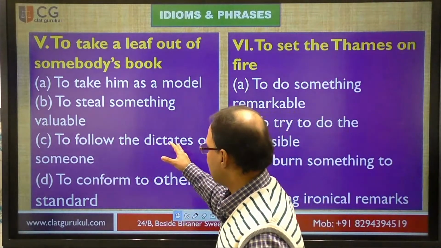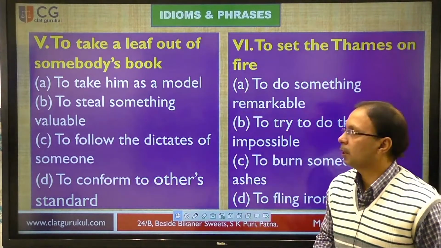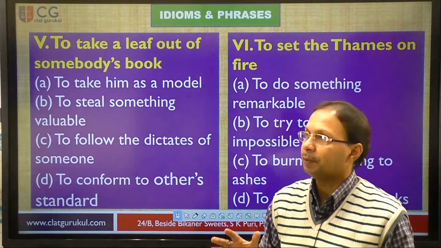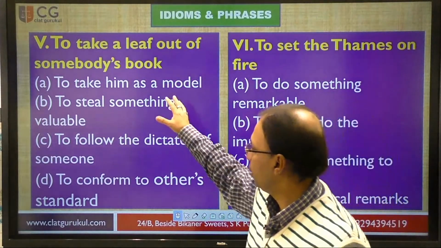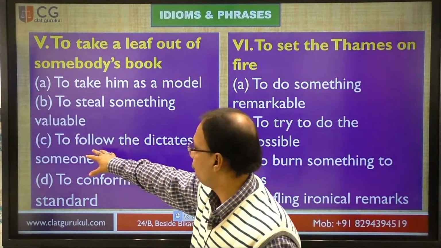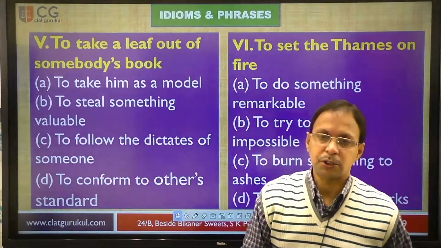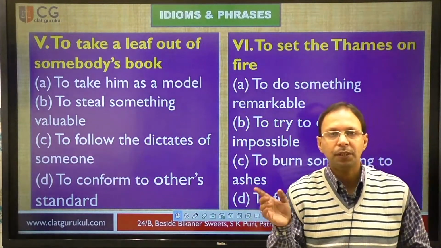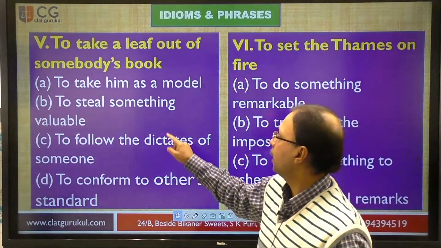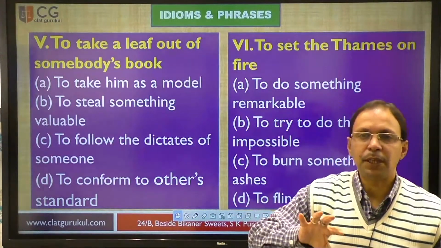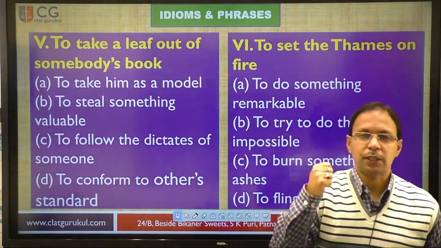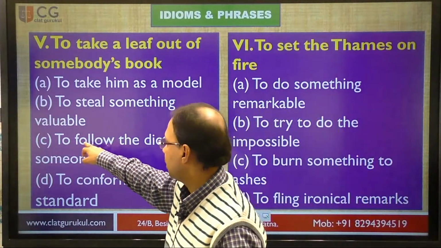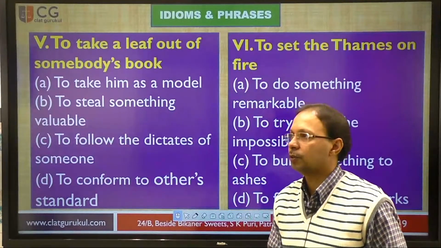To follow the dictates of someone. To take a leaf out of somebody's book means somebody is doing very well and you are just following him. In option C, to follow the dictates of someone, somebody is dictating and you are following, which means you have total interest in following that particular person. It means you are following that person blindly. So option C will be the correct answer.